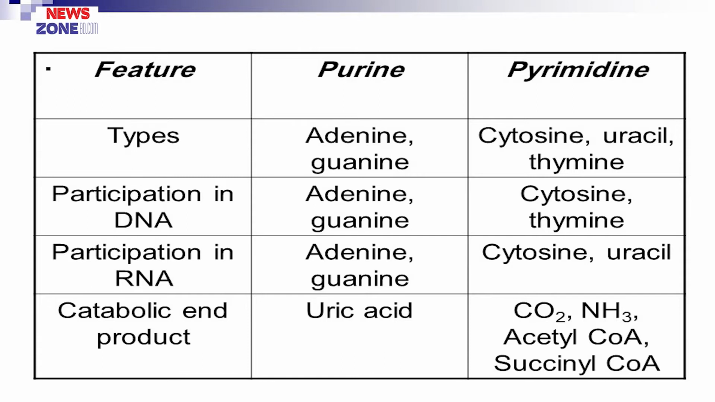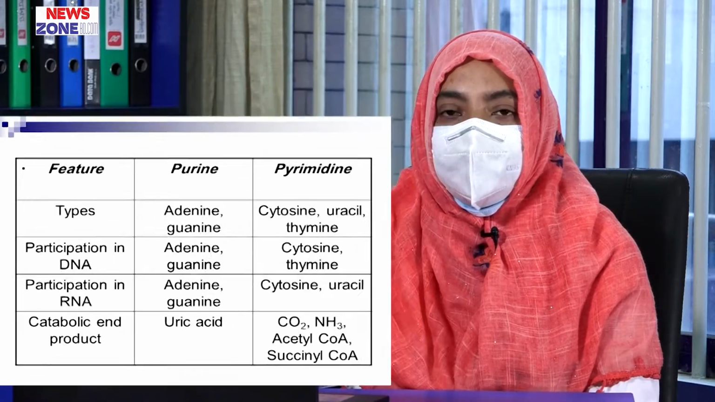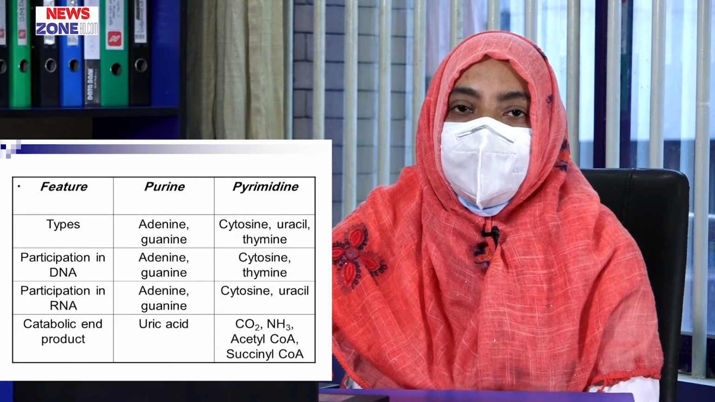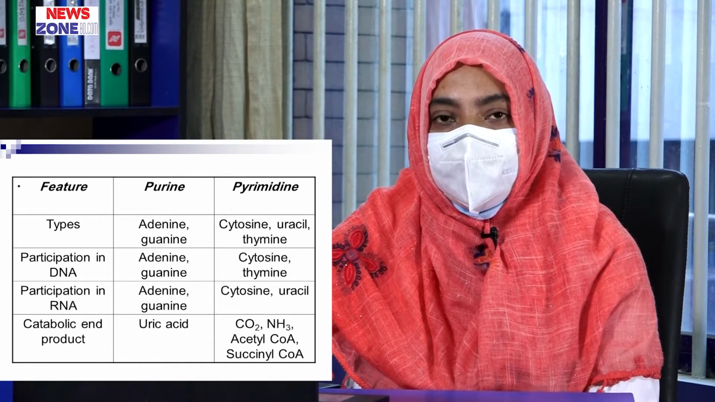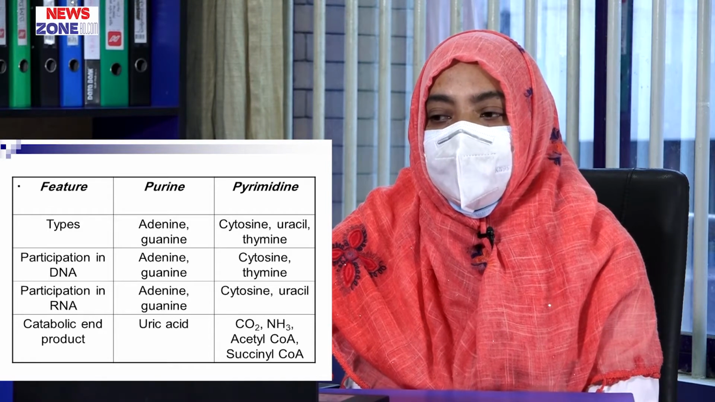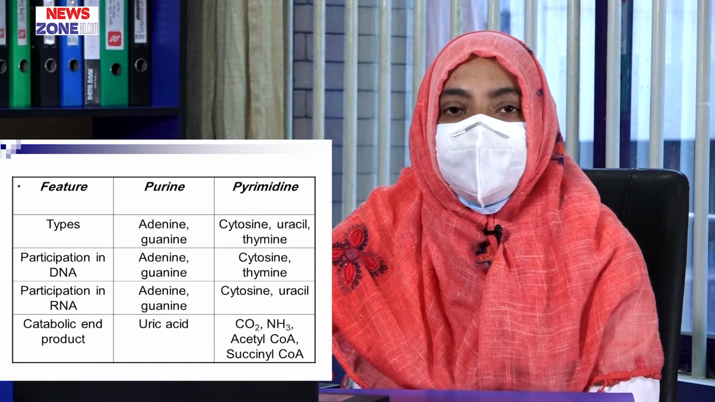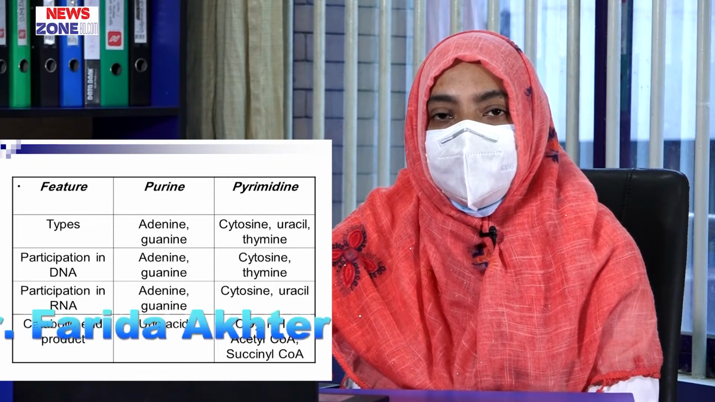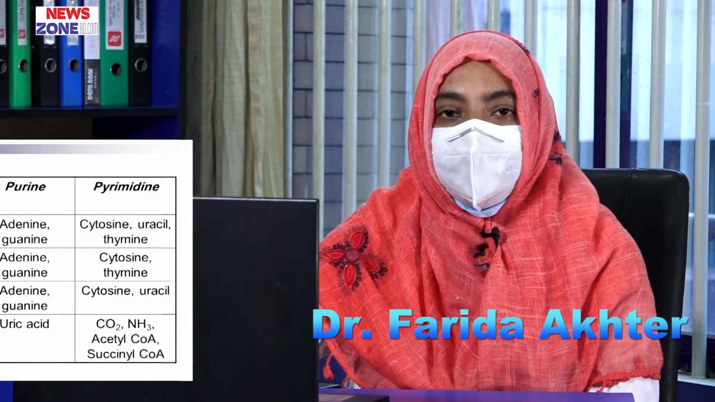Now come the catabolic end products of purine and pyrimidine bases. The catabolic end product of purine base is uric acid and the catabolic end products of pyrimidine base are carbon dioxide, ammonia, acetyl-CoA and succinyl-CoA. So, these are the differences between purine and pyrimidine bases.